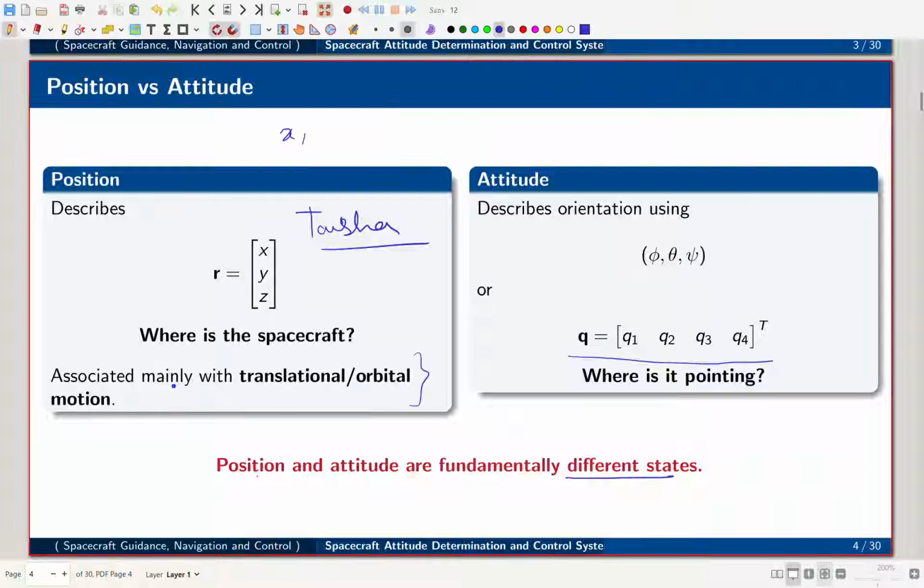Okay, so this is associated with the linear or translation motion, and this is associated with the rotation motion. Of course, this is here.